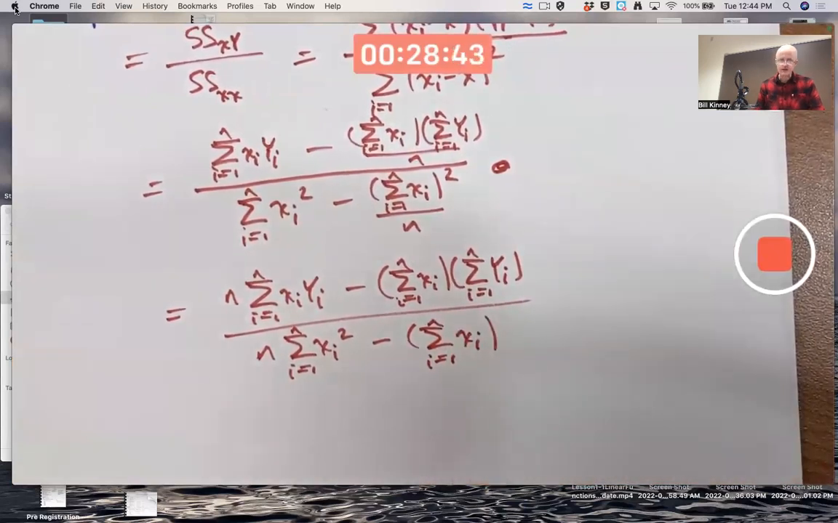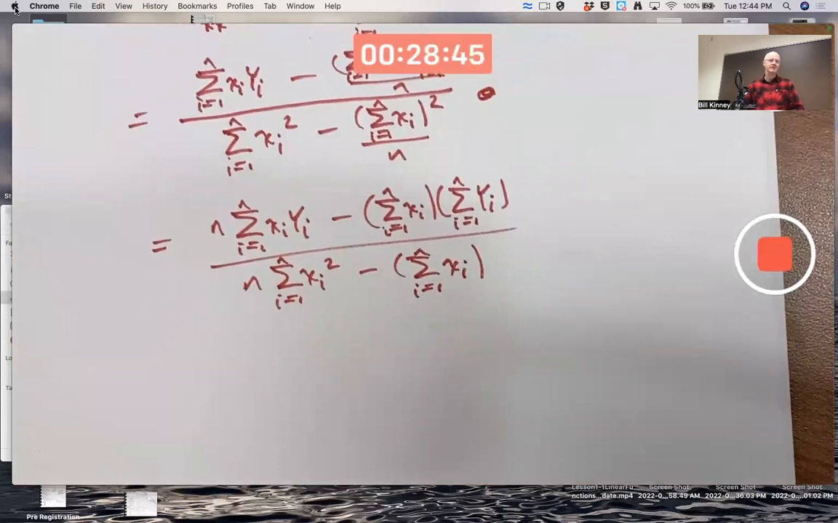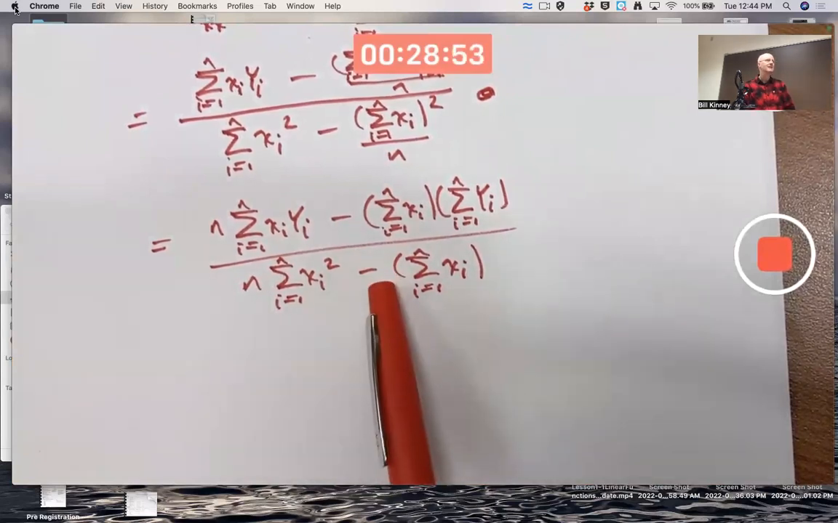Again, all the x's are lowercase, all the y's are capitalized. All the x's are fixed numbers, all the y's are random variables. This is not a number. This crazy thing is a random variable because the y's are random variables.